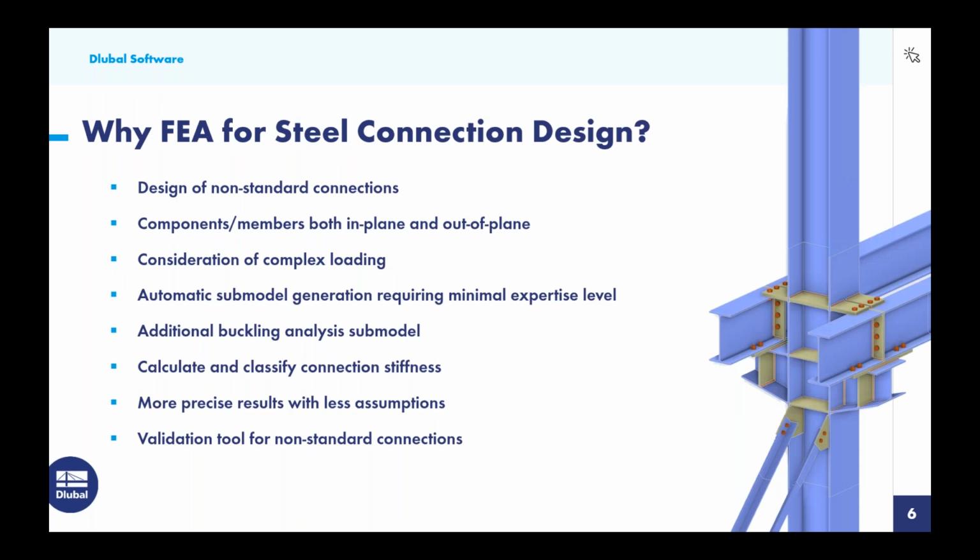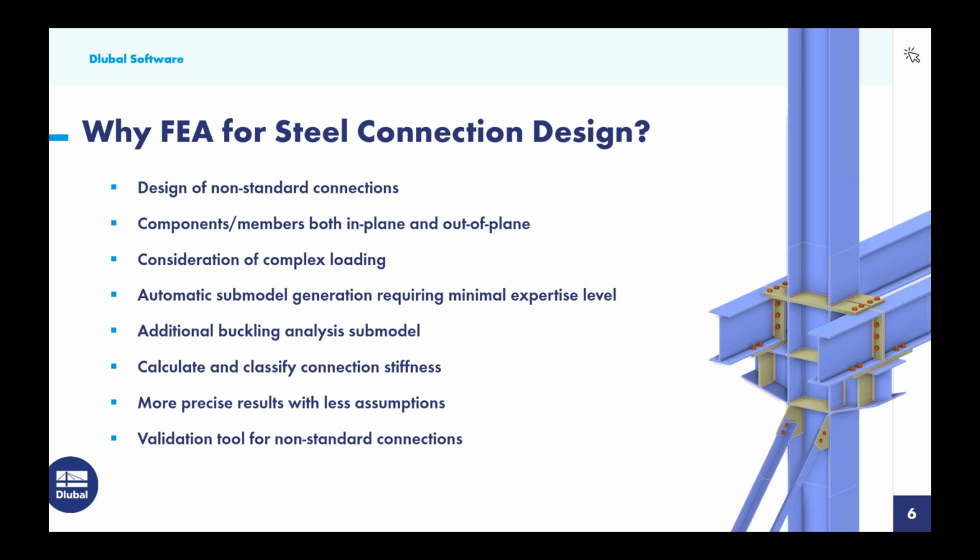So our steel joints add-on is a bit unique in the sense that for every single connection, we are going to generate an FEA model underneath the hood. So we might be wondering, what is the benefit of FEA for steel connection design when we compare it to standard analytical calculations? The first and probably most obvious is that we can now design these non-standard connections.